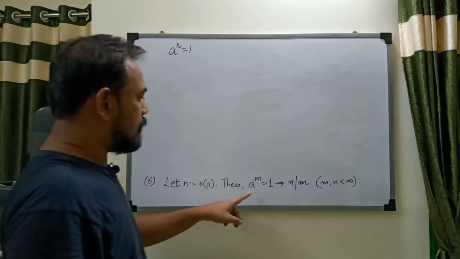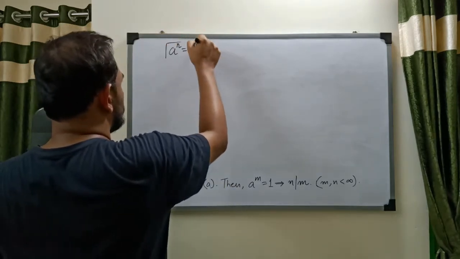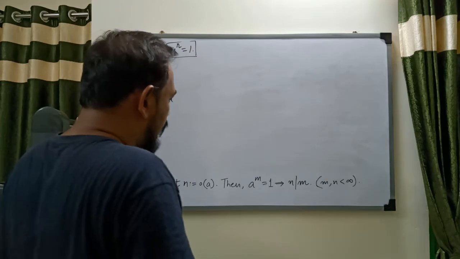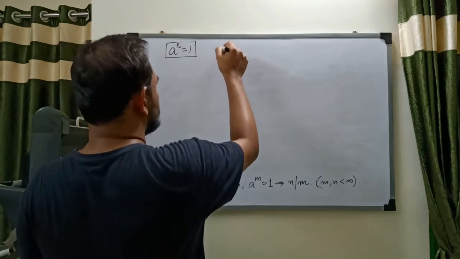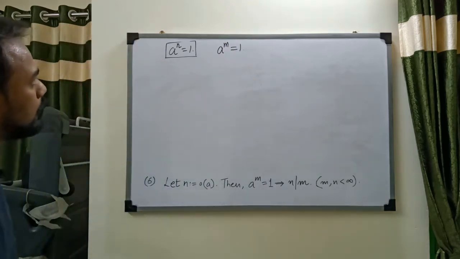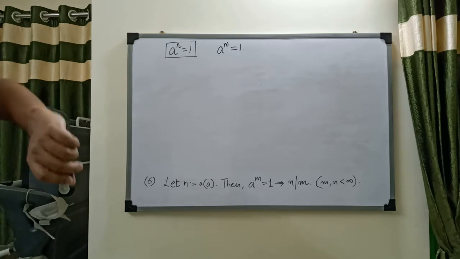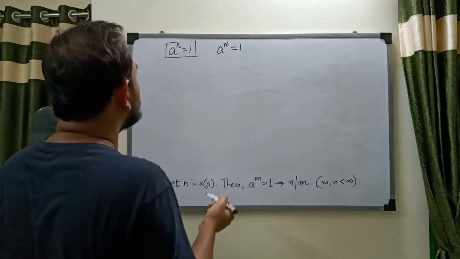Now, this is absolutely given. Okay, I have another integer m such that a to the m is also 1. I have to show that n divides m.